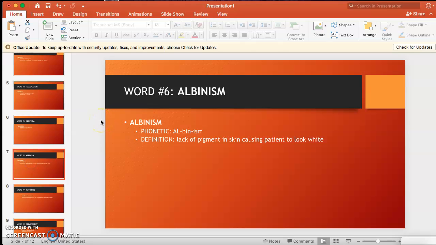Okay, the next word here is going to be albinism. Albinism. A lack of pigment in the skin causing patient to look white. Albinism.